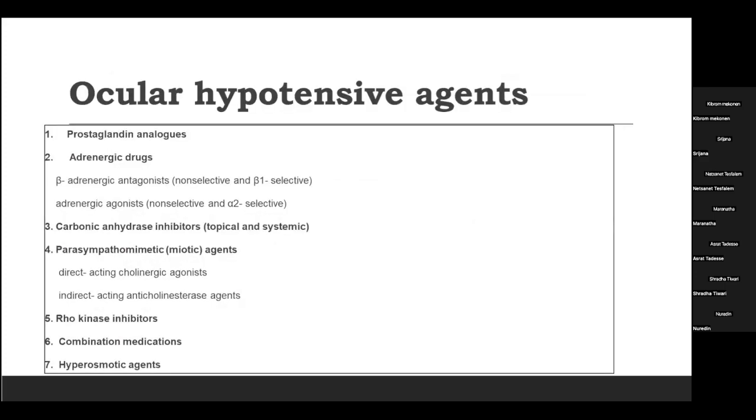And coming to the ocular hypotensive agents, they are classified into different types. One is prostaglandin analog. Number two is adrenergic drugs. Number three is carbonic anhydrase inhibitors. Again, they are divided into topical and systemic forms. Then we have Rho kinase inhibitors. We have combination medications, and finally the hyperosmotic agents, which are mainly for emergency conditions.